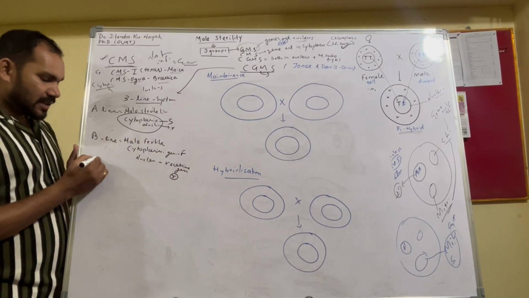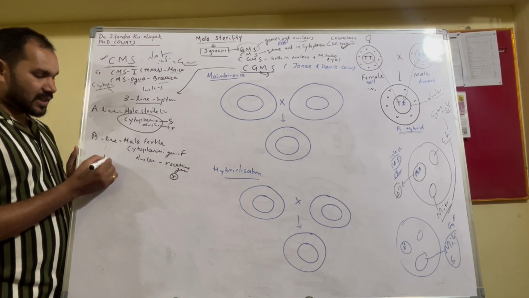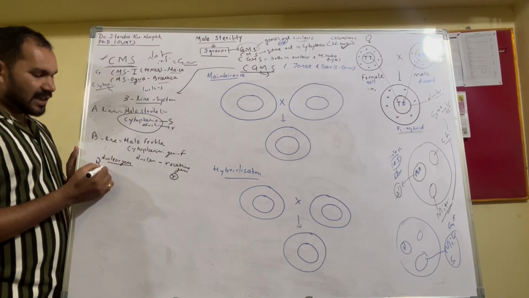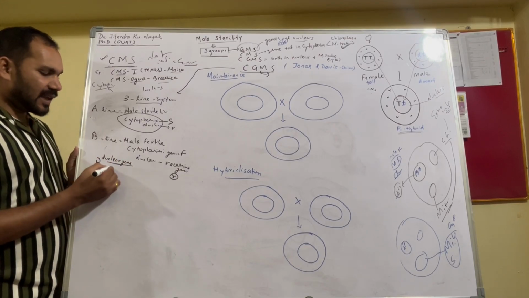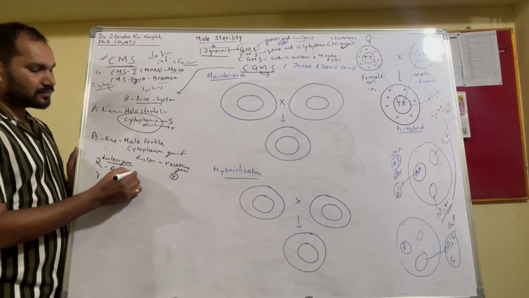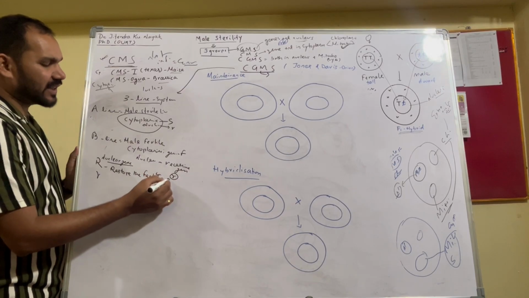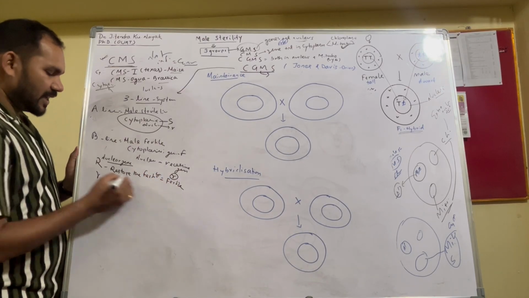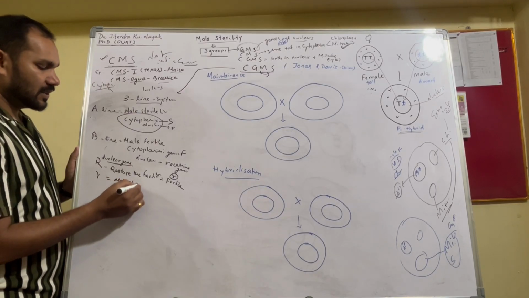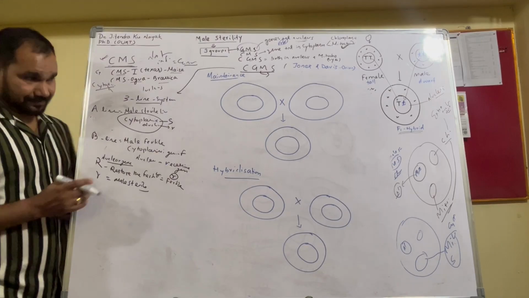The nuclear gene is represented by capital R and small r. Capital R means it will restore the fertility. If R is present, then it is fertile. If a small r is present, it is male sterile, in the nucleus region.